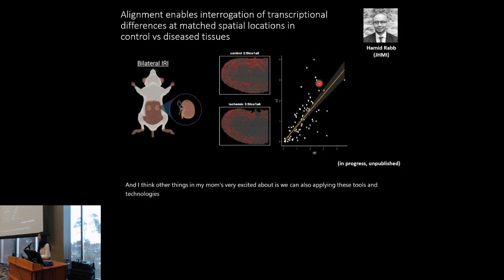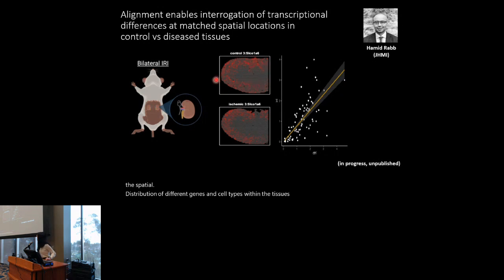again, also applying these tools and technologies to a disease versus healthy setting. In this case, this is a great collaboration with Hamid Rabb from the medical school at Hopkins, where his lab has developed these very nice, well-controlled mouse models of ischemic kidney injury. And we can induce kidney injuries for different durations and allow the mouse to recover and then sacrifice them, and look at the spatial distribution of different genes and cell types within the tissues.